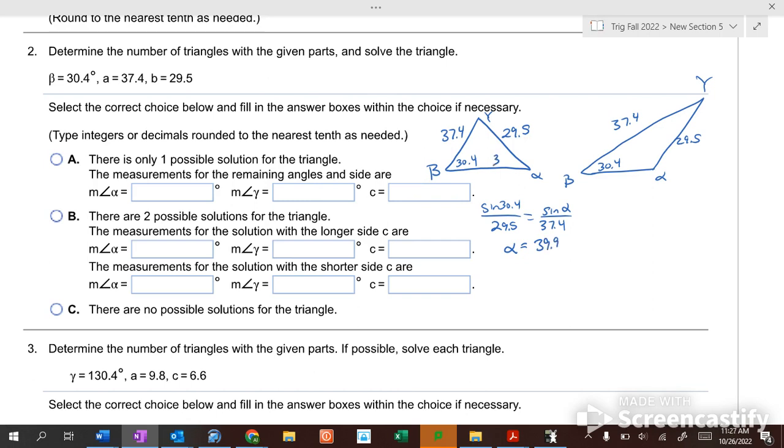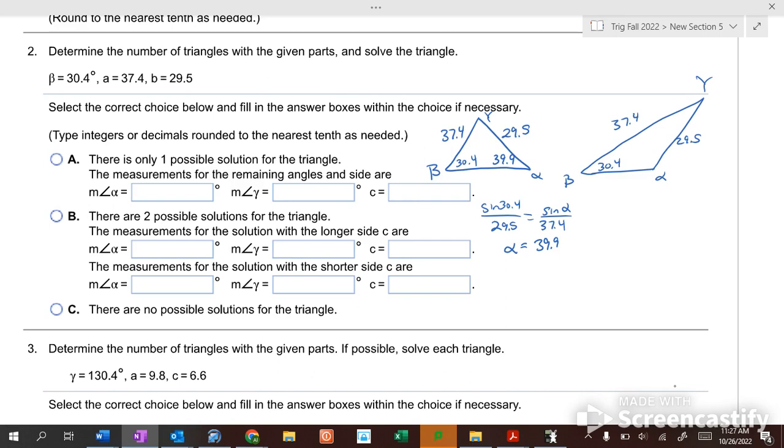39.9. Okay? So that's what alpha is in the first triangle. Then what I usually do is immediately go to the second triangle and figure out what alpha is over here. I don't do law of sines or anything. I just subtract. Subtract what from what?